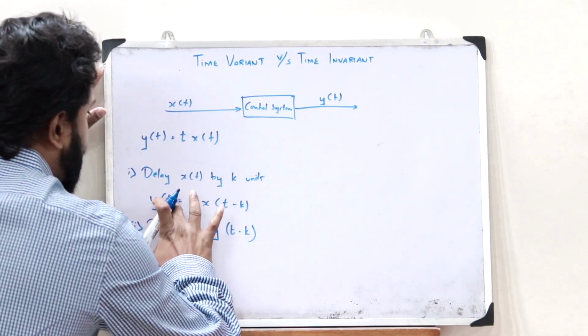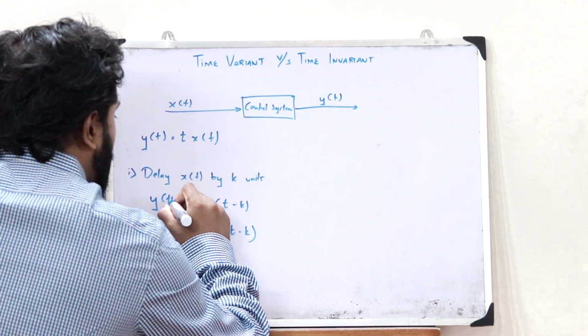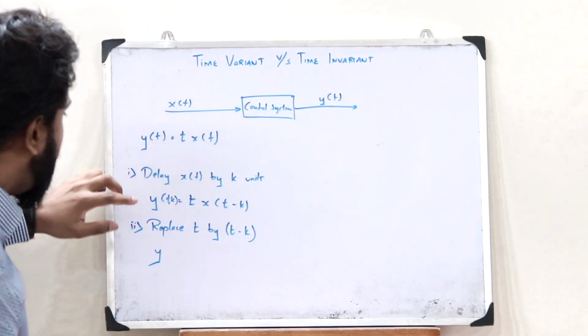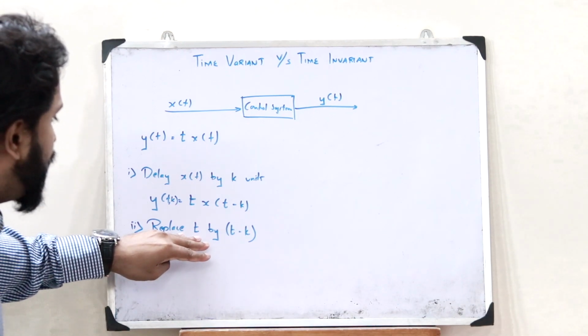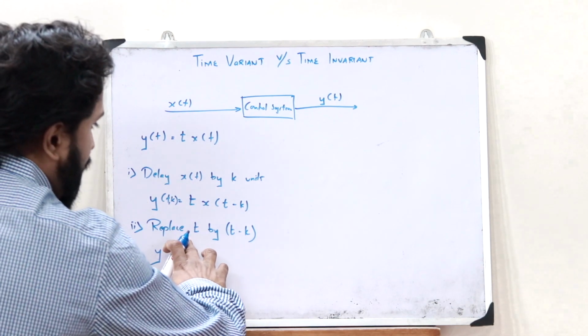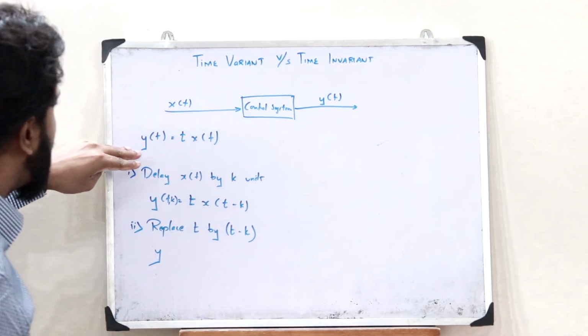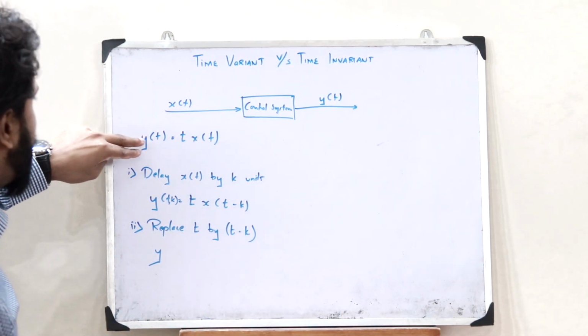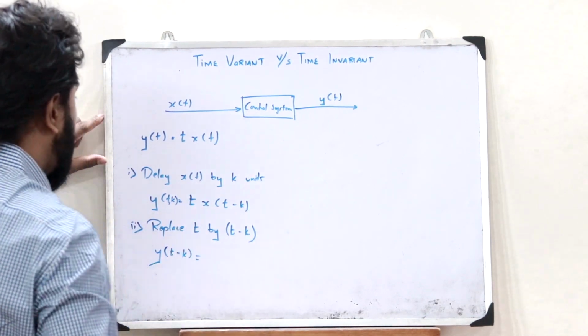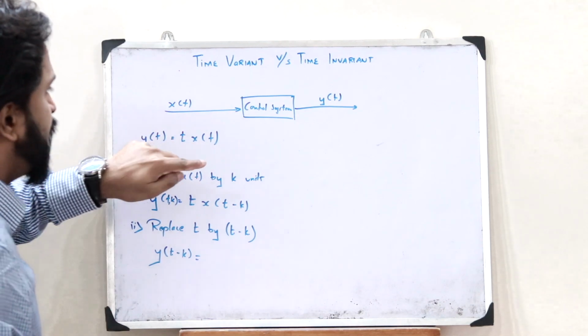So here this can be written as y of t comma k. And now the next one, we have to replace wherever we have t by t minus k. So in this particular equation we have y of t, which becomes y of t minus k, is equal to t minus k into x of t minus k.